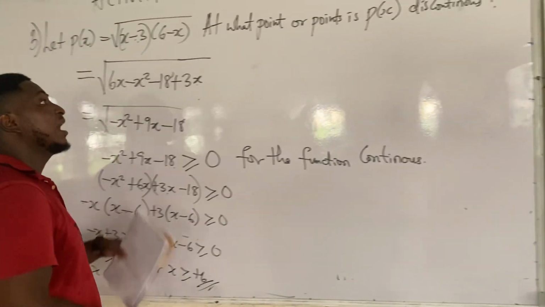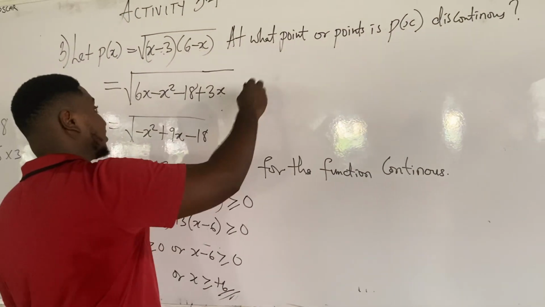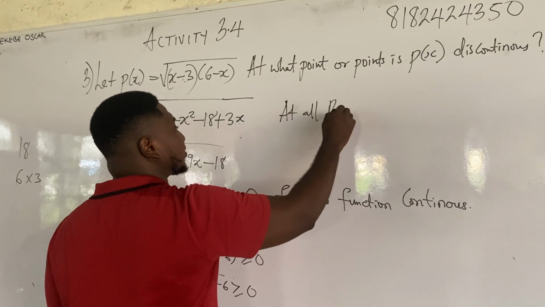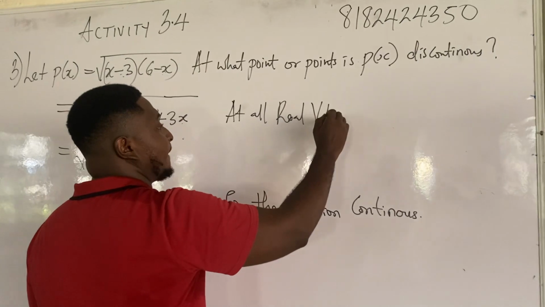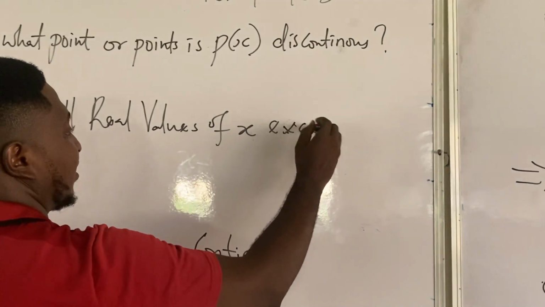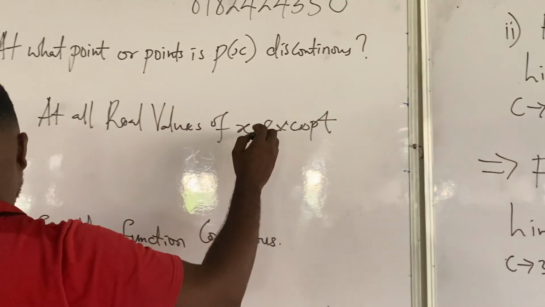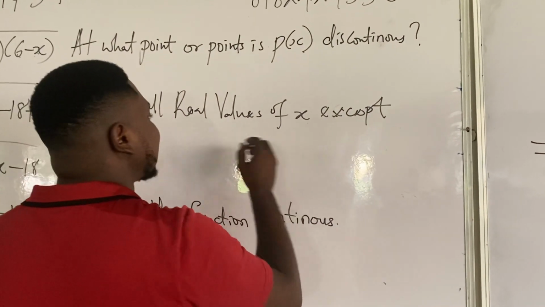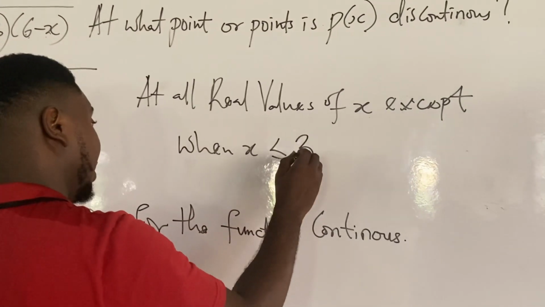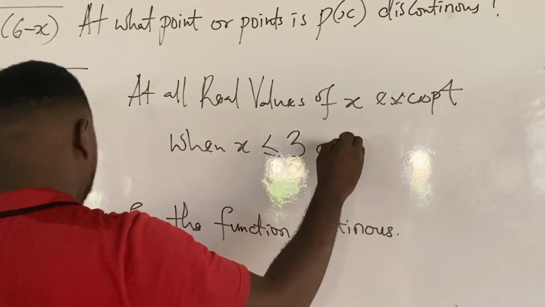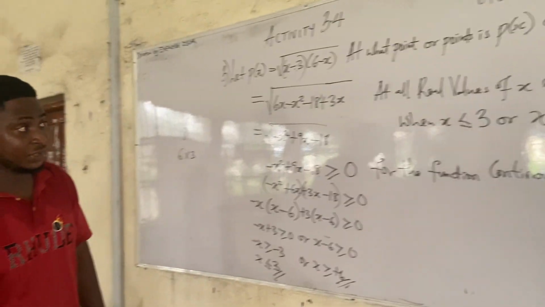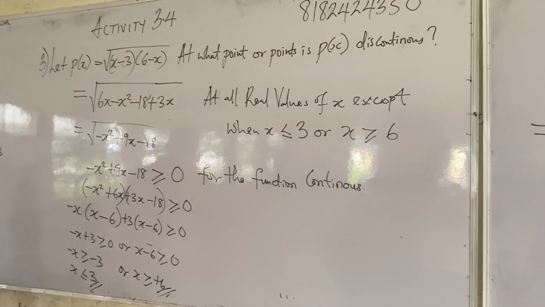So class, at what point or points is this function discontinuous? At all real values of x, except, what? Except when x is less than or equal to 3, or x is greater than or equal to 6. X less than or equal to 3, or x greater than or equal to 6.